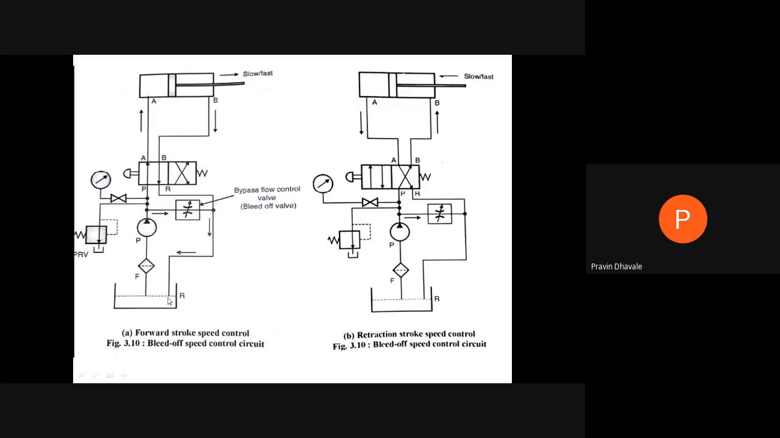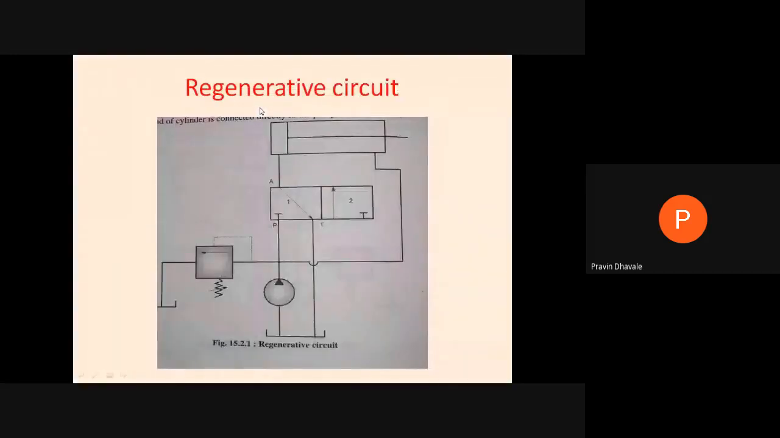In a regenerative circuit, what we have done is, the return or outlet from the cylinder will be reconnected to the inlet of the cylinder. Because of that, see here in that diagram, whatever the outlet coming from the cylinder will be reconnected to the inlet of the cylinder. Right. Outlet of the cylinder will be connected to the outlet of the pump. In the next diagram it will be clearly seen how it will work.